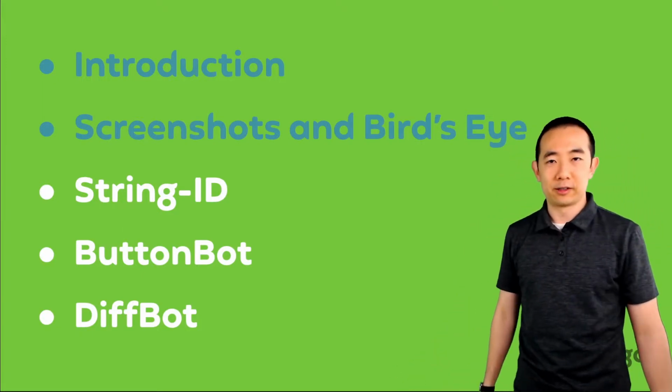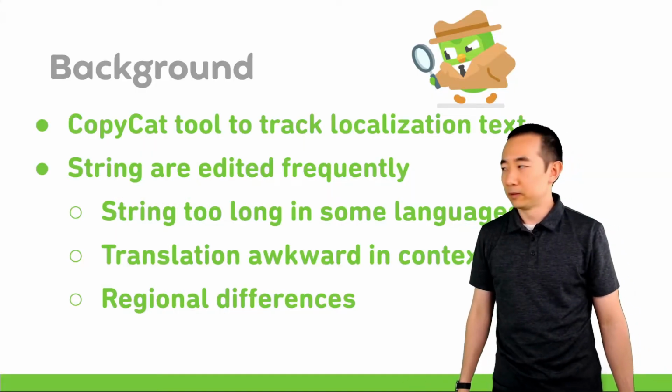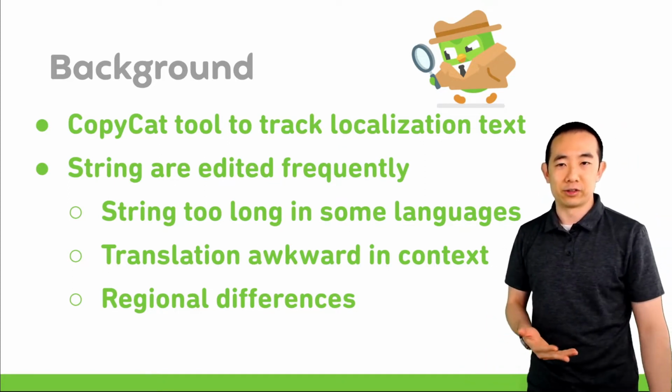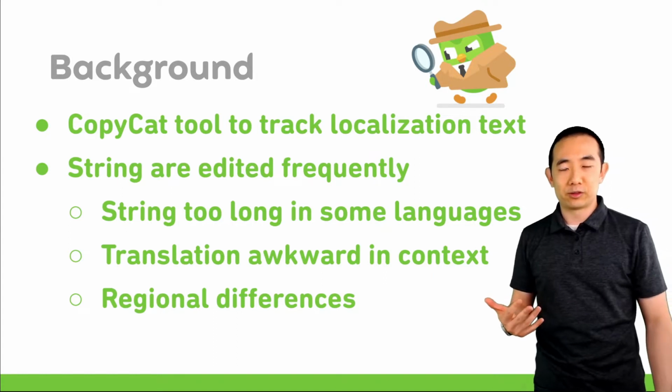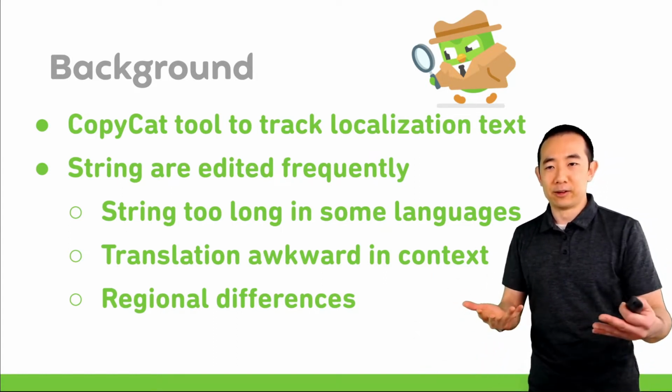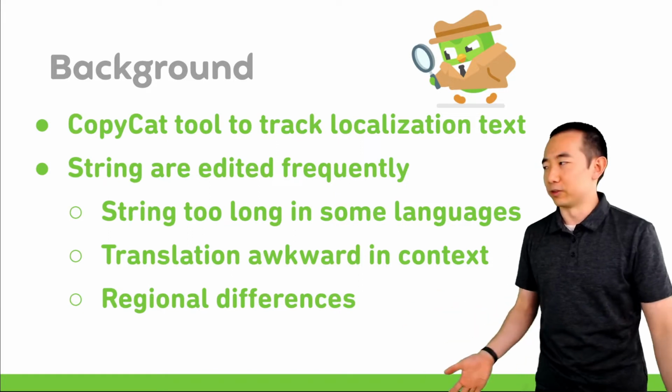So let's move on to String ID. We have a tool called Copycat for tracking the localized text translations in our app. Once those strings are in the tool, however, and then they're imported into the app, this is not the end. The strings can be edited for various reasons.